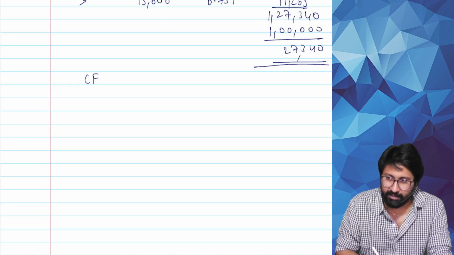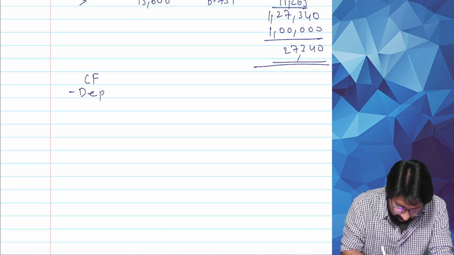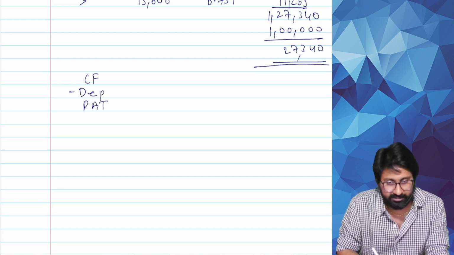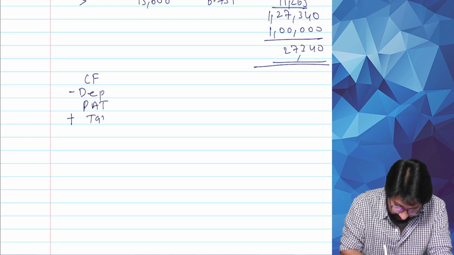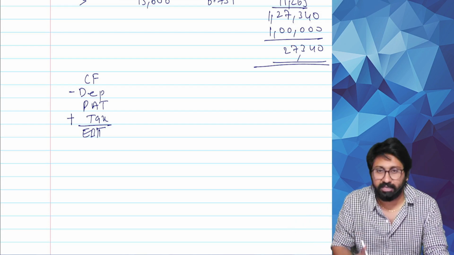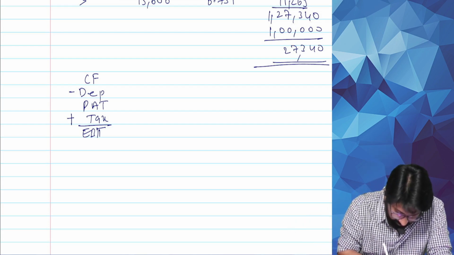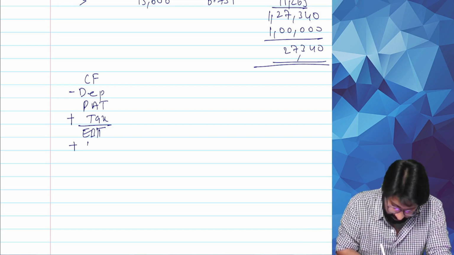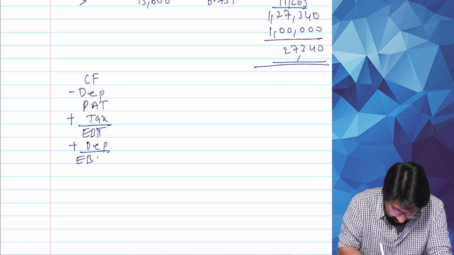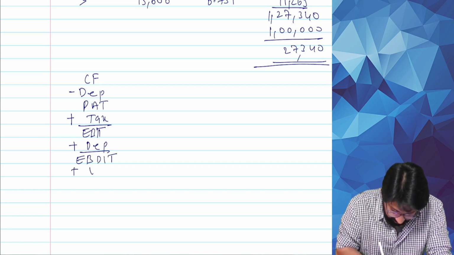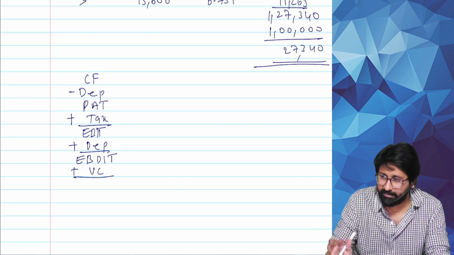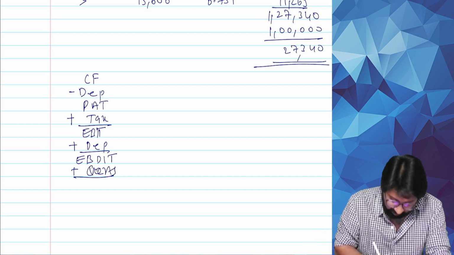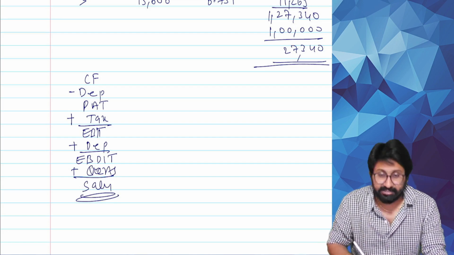Plus depreciation gives you profit after tax. Next, minus tax, plus, will give you EBT, or EBIT, since interest is not there. Next, plus depreciation, EBDIT, plus cost. Don't bifurcate fixed and variable; I will write cost. What I will call sales. This is the thing. Correct?